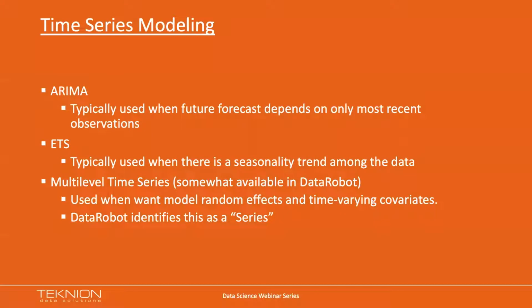Now this thing that I just talked about, multi-level time series, it's somewhat available in DataRobot. It's kind of one of their newest features in here. And so DataRobot's going to identify this as a series, but here's the important part, is that we can include covariates in this model that, let's say, do change over time or maybe don't change over time. And I'll show you examples of each of those, putting in a covariate that doesn't change over time, like let's say location of the store, versus one that does change over time. Let's say like whether or not that day's a holiday or something like that, okay?